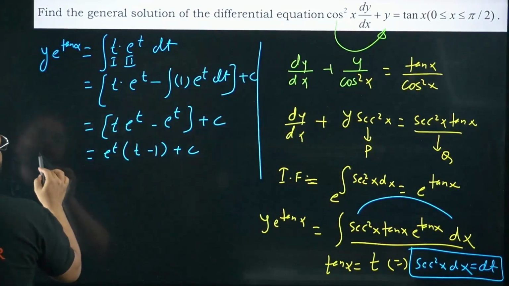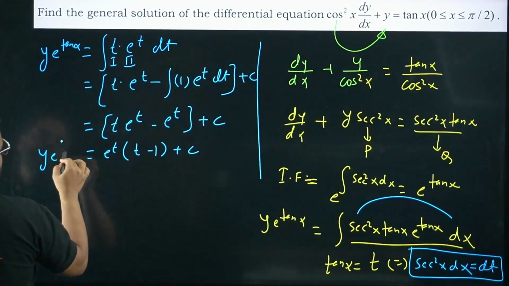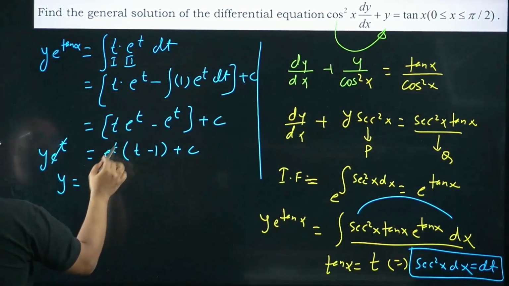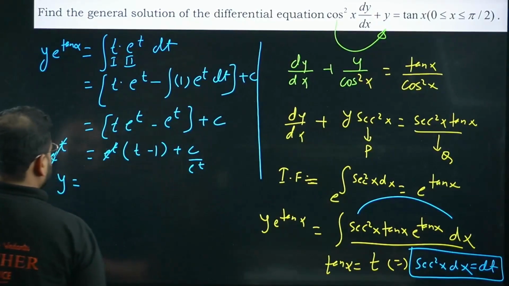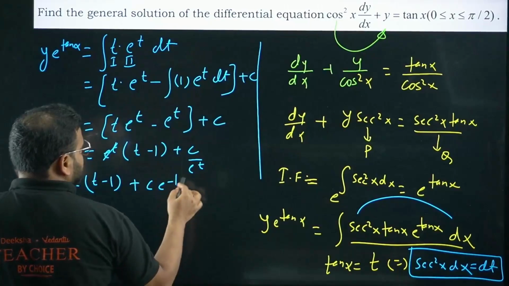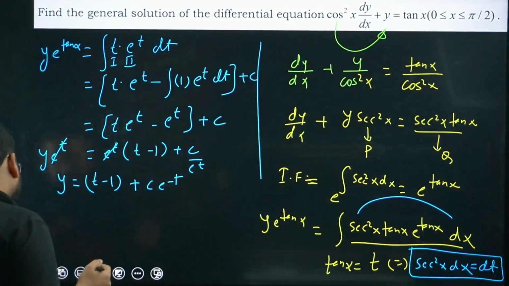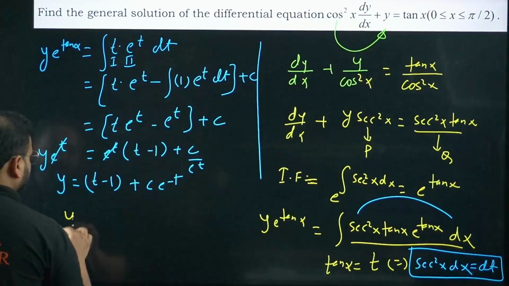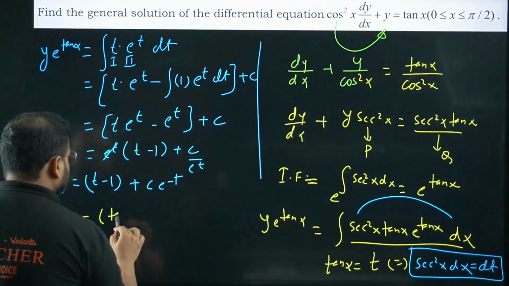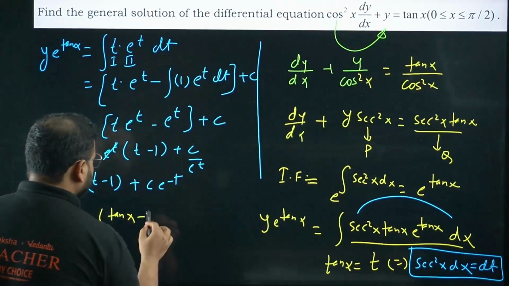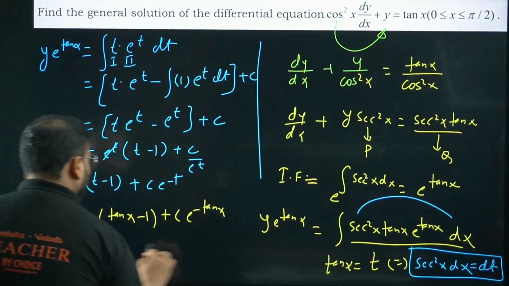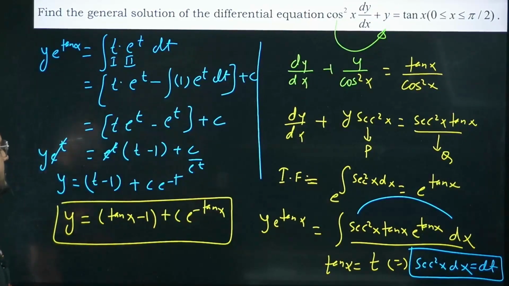This side we also have y e power t only. So we can do one thing, write y as this and this will be cancelled here and divide this by e power t. So I get this as t minus 1 plus c times e power minus t. So what is this final answer? Please check. It will turn out to be y equals tan x minus 1 plus c times e power minus tan x. Have a look. This is the final answer.